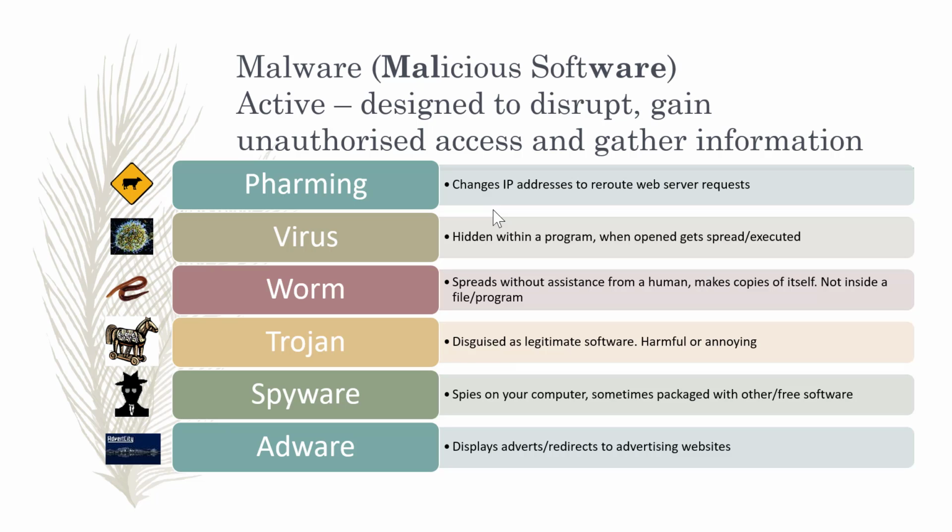This doesn't spy on you, but it pops up adverts all over the place. Or it could just redirect you. So you try and go to one website, it will go to that website, but you get another tab open up with an advertising site. So these are all different types of malicious software that you can have that actively change your computer. Social engineering is passive, malware is active.